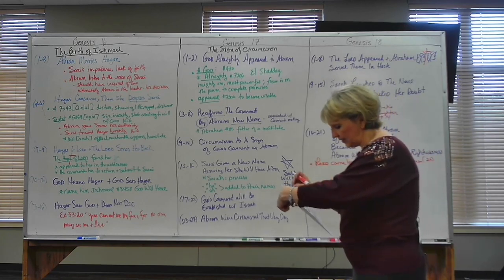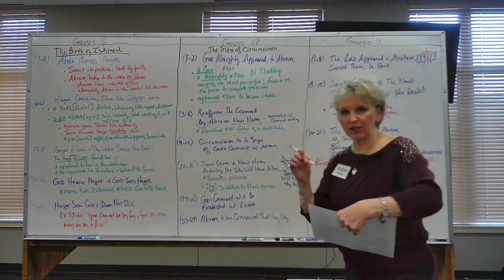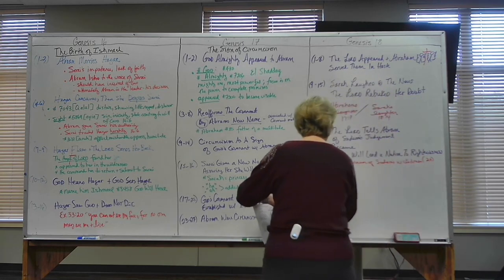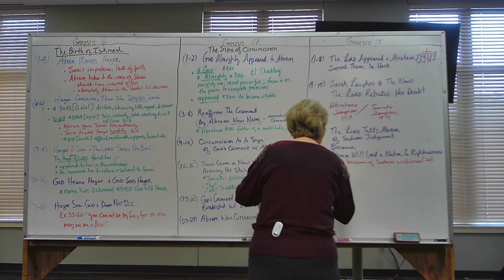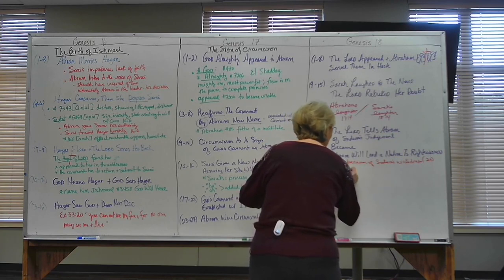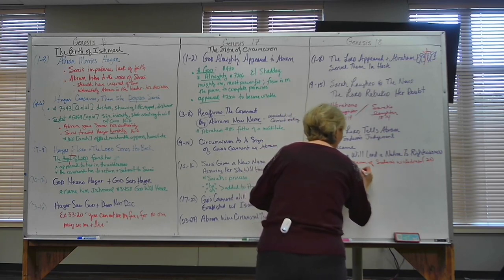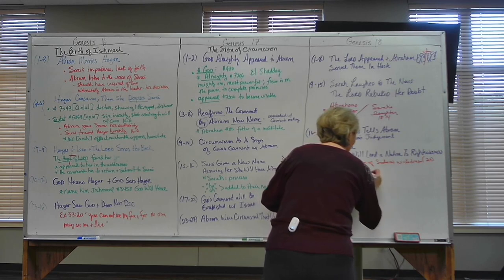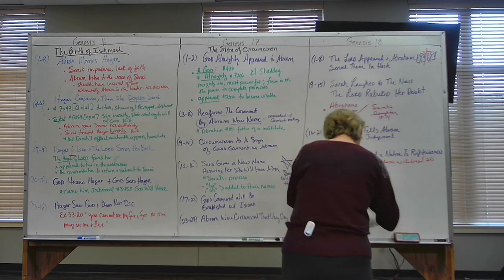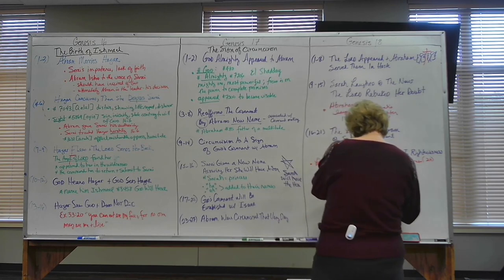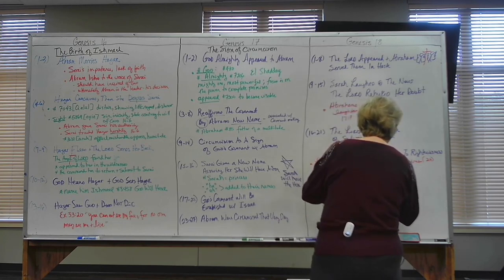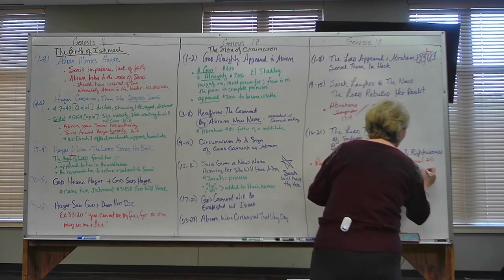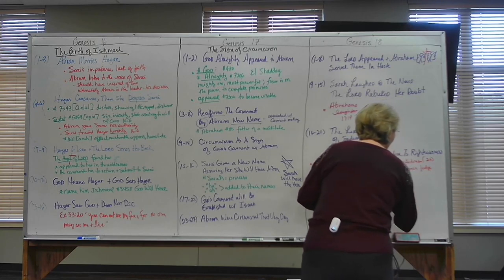God judged the sinner and saved the righteous back in Genesis. So we can make that parallel, can't we? With Genesis 6, God saved Noah, right? Who was righteous. And therefore, what we see here is God is going to again judge the wicked.